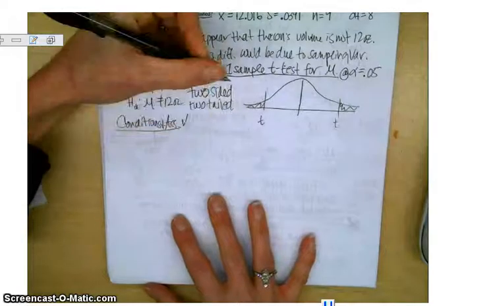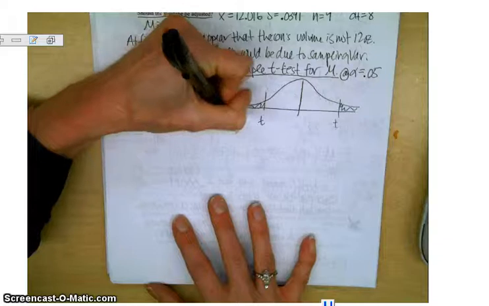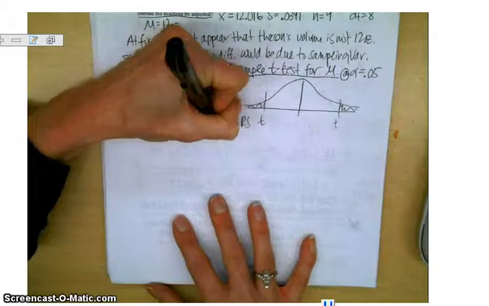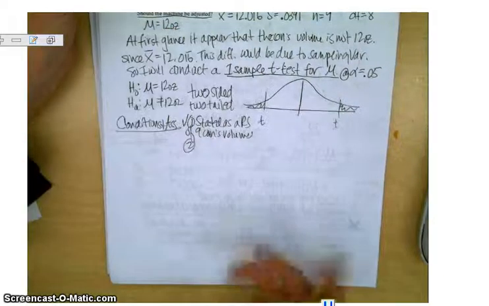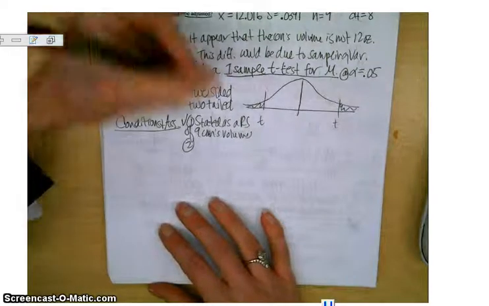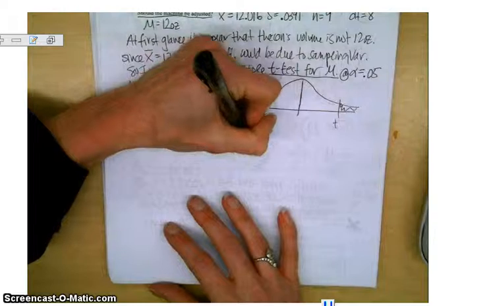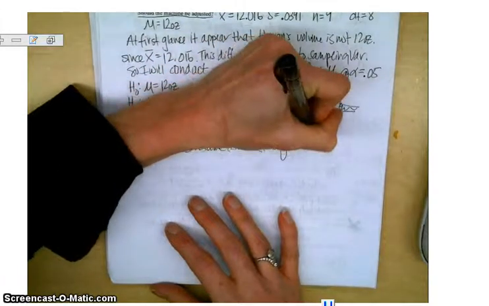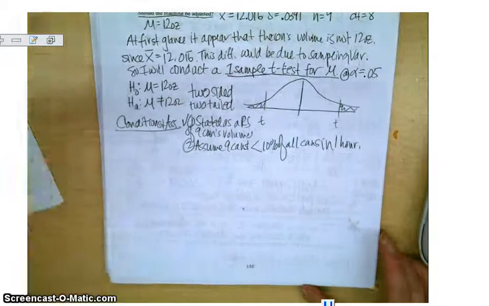Okay, so it's stated as a random sample of 9 cans. And second, can we assume that 9 is less than 10% of all cans produced in an hour? Okay, assume 9 cans is less than 10% of all cans in 1 hour, because they do this every single hour.